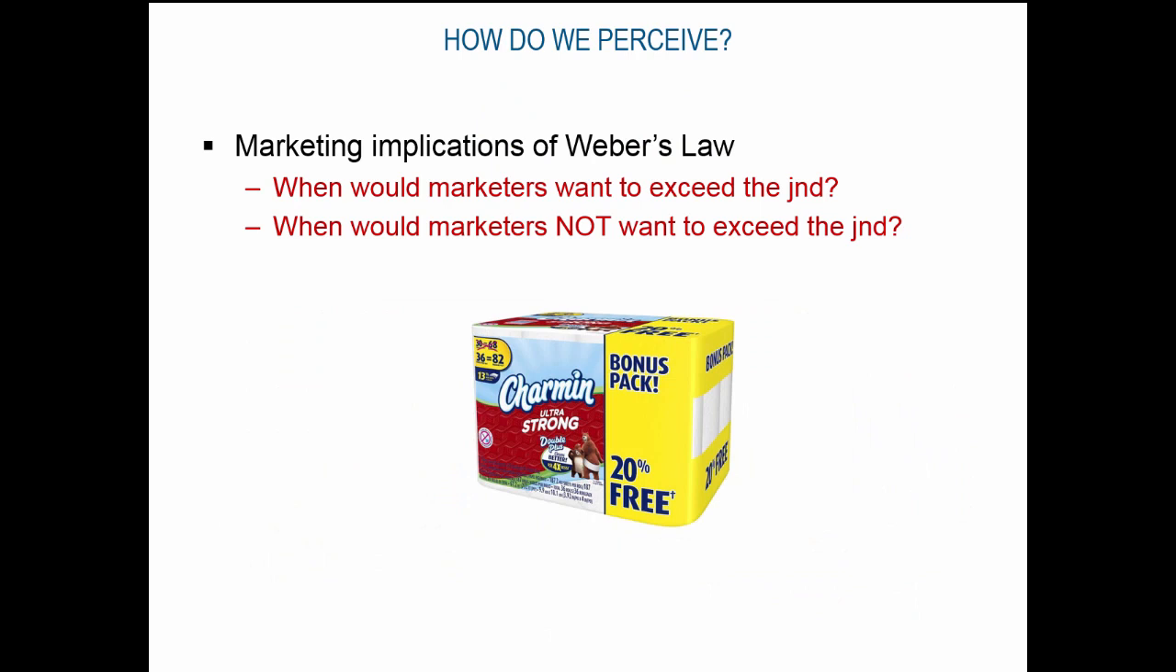Now that you know these properties of perception, can you think of situations in which marketers introducing a change to a product would like this change to exceed the just noticeable difference? That is, they would want to make sure that consumers notice the difference in the modified product. And conversely, can you think of examples of the reverse situation in which marketers making a change in a product would like this change to stay below the just noticeable difference? That is, they would want consumers to not notice the change.